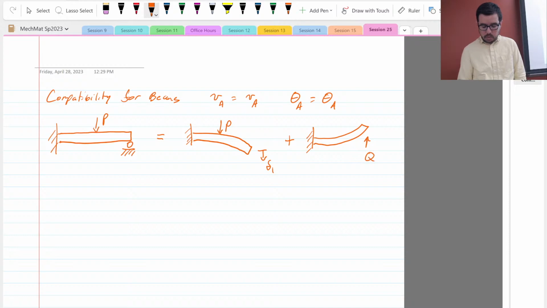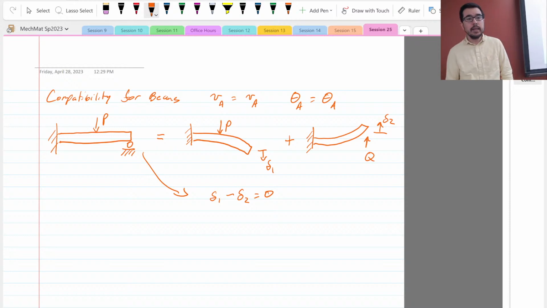And that Q is going to tell us that we have some delta 2 here, right? And we need that delta 1 because of this condition. Delta 1 minus delta 2 has to equal 0. Okay? And then when we do that, we know P is a known.